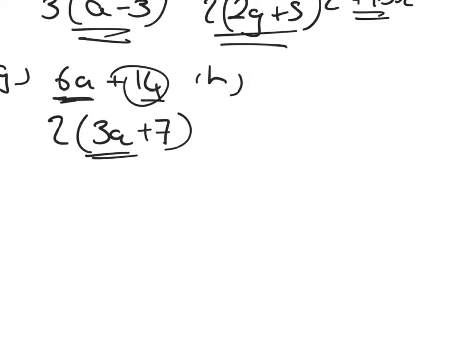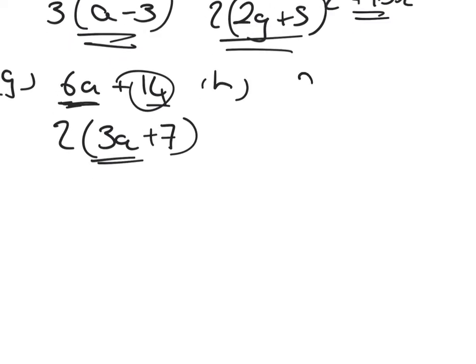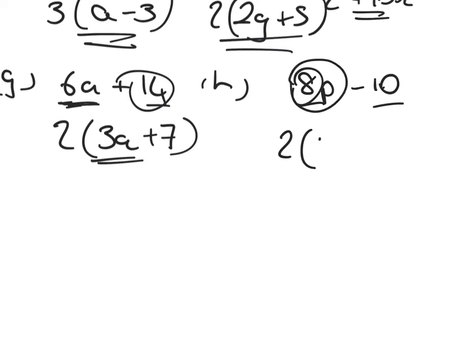Question H, and we've got 8p minus 10. From 8 and 10, well, the factors of 8 are 1, 2, 4, 8. And from 10 it's 1, 2, 5, 10. The highest common factor is 2. 2 times what gives me 8p, that's 4p. There's a minus in the middle. 2 times what gives me 10 is 5. Final answer, 2 bracket 4p minus 5.